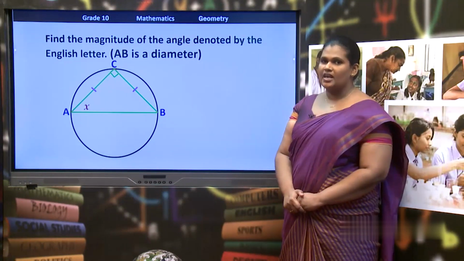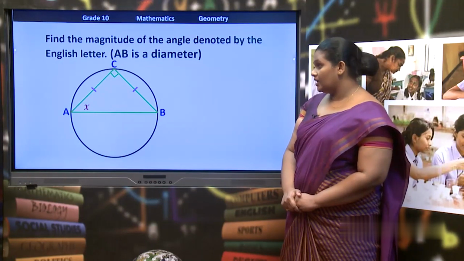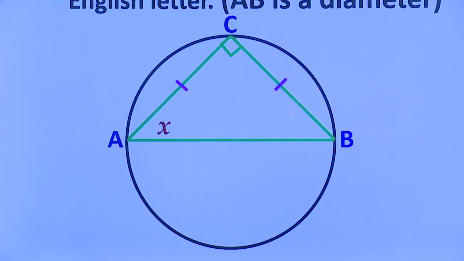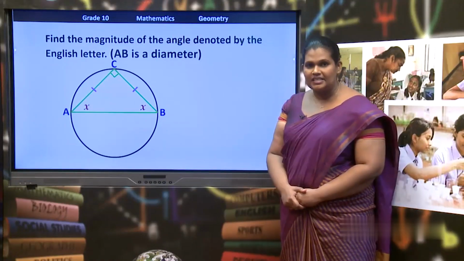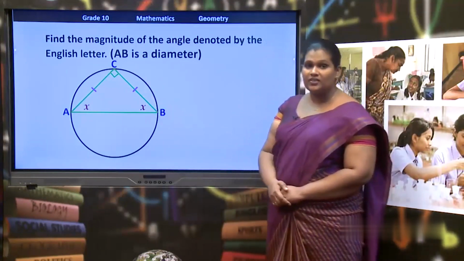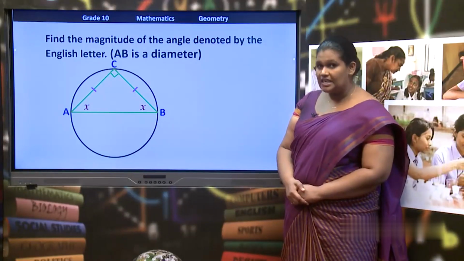In isosceles triangles, we know there are 2 equal angles. If the angle CAB is x degrees, we can say angle ABC is also x degrees because both the angles are equal in magnitude as triangle ABC is an isosceles triangle. Once again, we know the sum of the interior angles of a triangle is equal to 180 degrees. So, when we add these three angles together, the sum should be equal to 180 degrees.